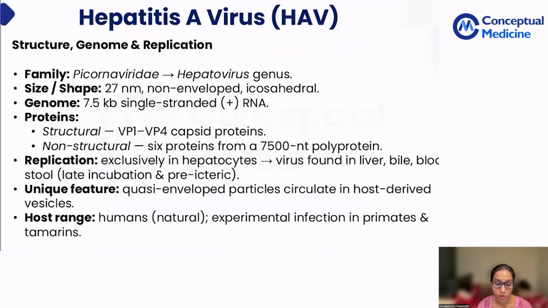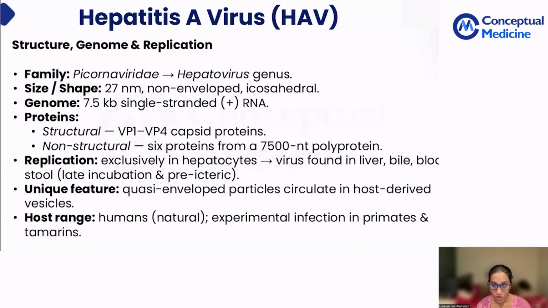Genome: 7.5 kilo base pair, single-stranded RNA. What you need to know is that the size and all may not be that important. Size is important when it comes to hepatitis B. Otherwise, all of them are basically single-stranded RNA except hepatitis B, which is a DNA virus. Structural and non-structural proteins are there. Sorry, you have to learn this by heart. There are 4 structural and 6 non-structural proteins.